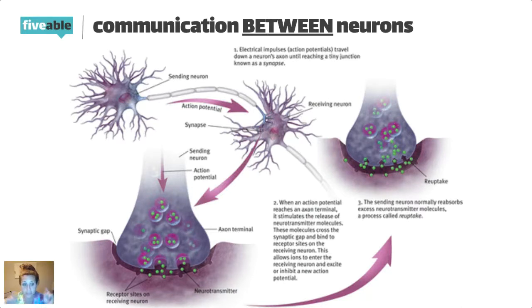And this is important. Neurons do not touch. They're super duper close together on a microscopic level, but they do not touch. There is a little gap where these little balls or these neurotransmitters need to cross to reach the next neuron. So they cross the synaptic gap, these little balls, and then they bind to the receptor sites of the next neuron.